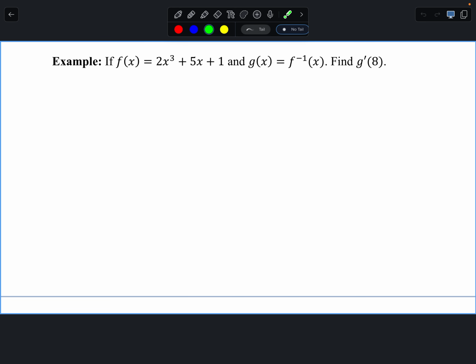Okay, so this is similar to the problems that we were looking at last class. Why don't we, first of all, write what g prime of 8 would be equal to. So we're trying to find g prime of 8. G is the inverse of the function f. Referencing this rule, g prime of 8 would be 1 over f prime of g of 8. Nope, not g of x, g of 8.